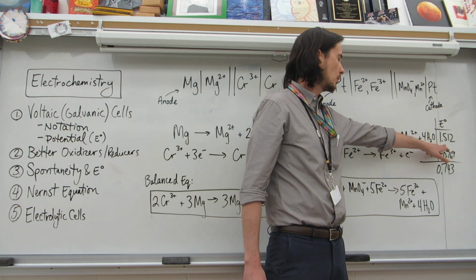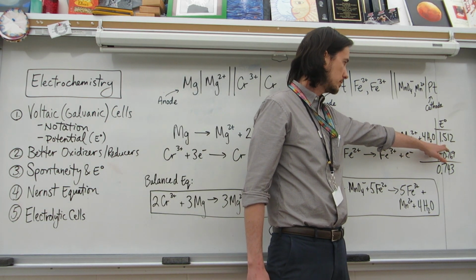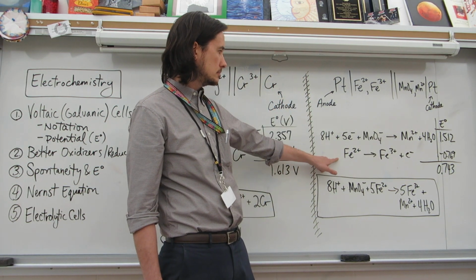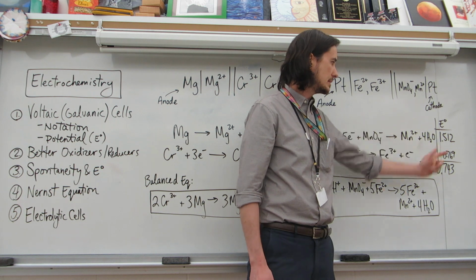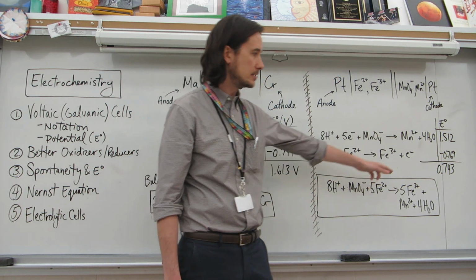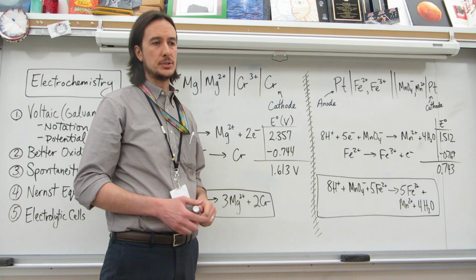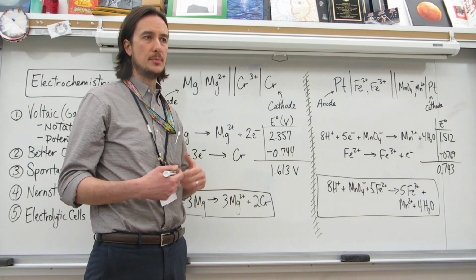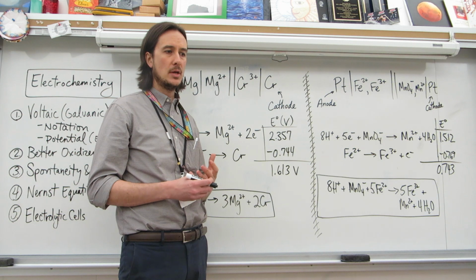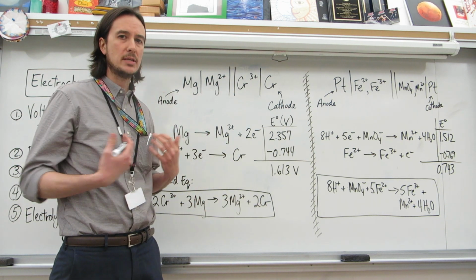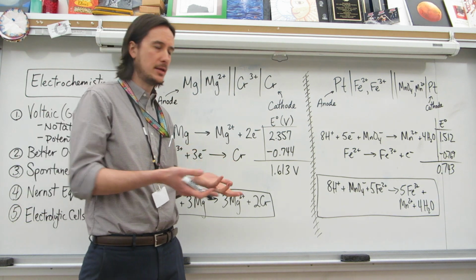We've got a potential of 1.512. Iron turning into iron 3 is negative 0.767. You add them together, we do get a positive value. That has to be true for every voltaic or galvanic cell. They need to be spontaneous, and positive potentials are spontaneous. Right? If those electrons have this energy, they go.